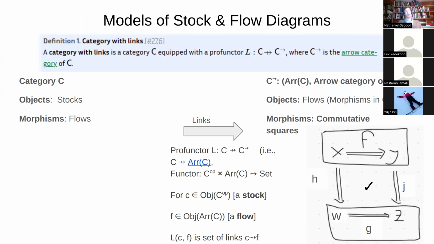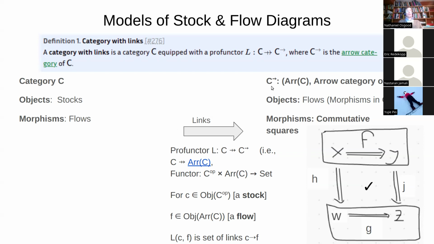How does it depend on a stock? Well, we want to be able to say there's a link from the stock to the flow. And to do that, we need a profunctor. So there's this profunctor between them, and it goes from the category C into the arrow category of C.